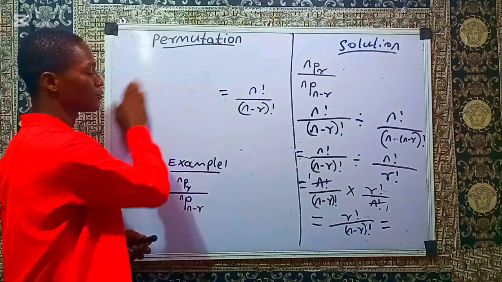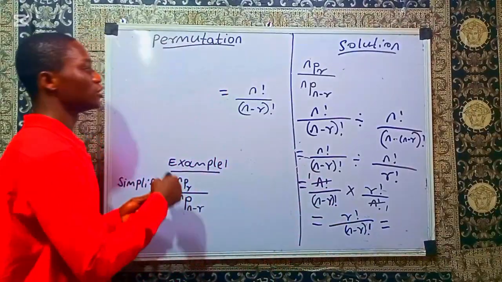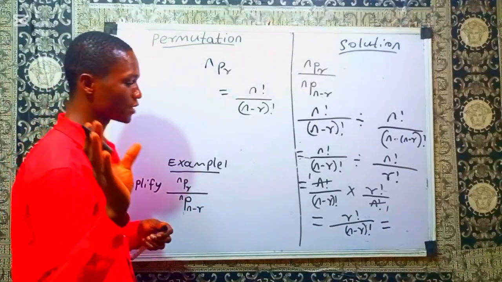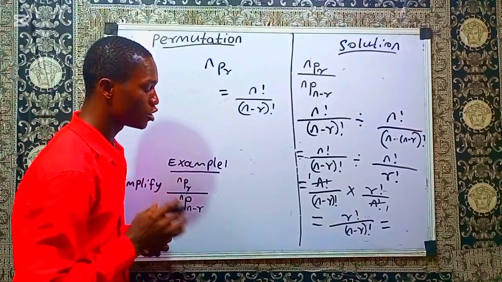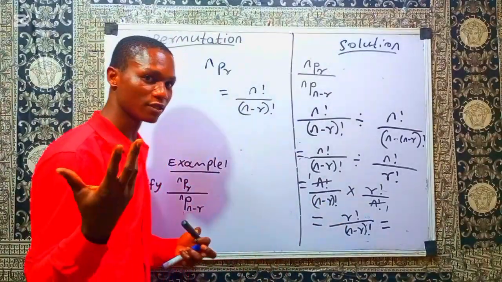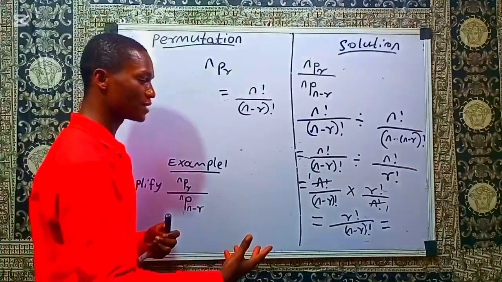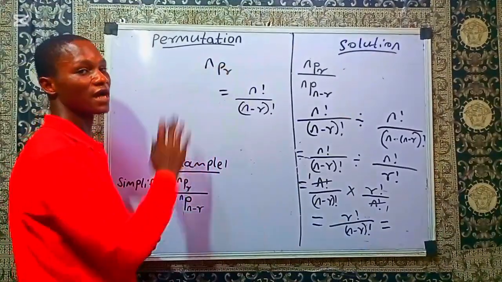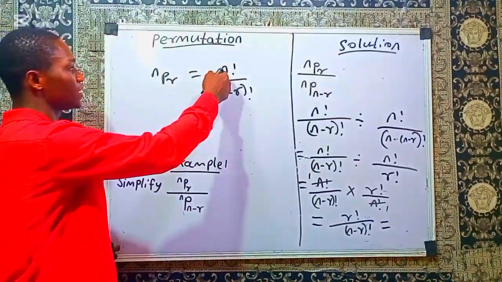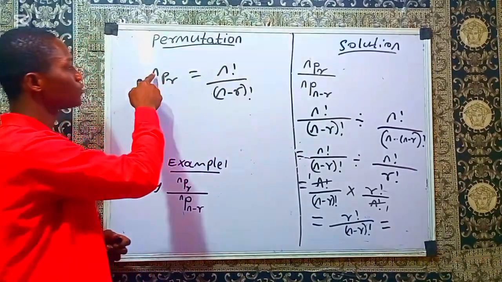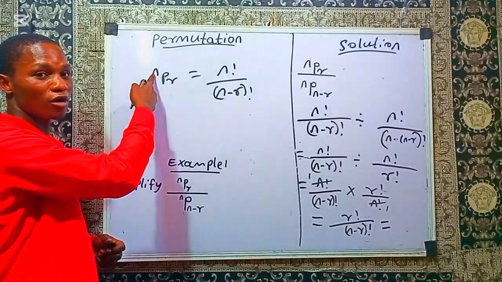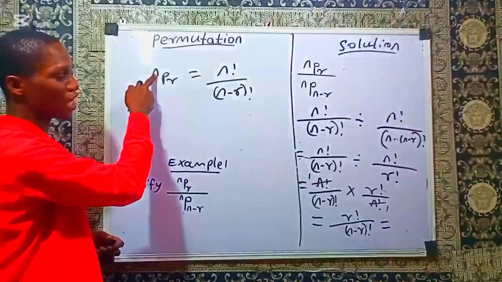So let's write this answer in the form of n permutation r. I hope you understood my explanation. So what I'm saying is that this is our result. We have simplified it. We are done. But I want to write this answer in n permutation r form. If you look at this writing, what the n at the numerator is, is what you have up here, the first thing on P.